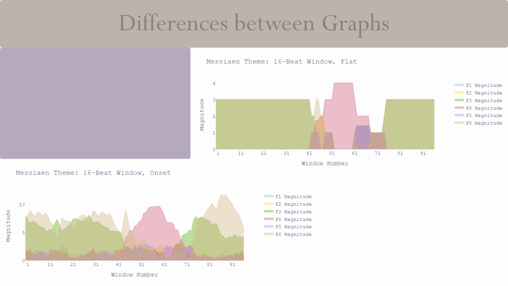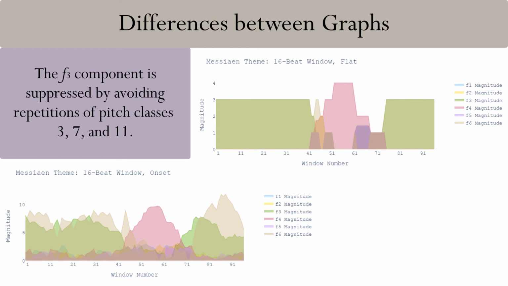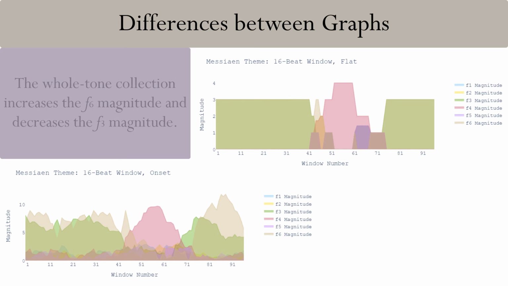The original graph I showed for the piece uses the onset valuation of pitch classes and has many more fluctuations than the flat set. The frequency of notes occurring on the musical surface caused the F6 component to emerge slightly more prominently in the A prime sections of the theme. In the C section, the F6 component is even more pronounced than the F3 component. The implication is that, while still adhering to his third mode of limited transposition, Messiaen actively suppresses the F3 component by generally avoiding repetition of notes from the augmented triad with the pitch classes 3, 7, and 11. Instead, he emphasizes the whole tone subset of mode 3, notes that reinforce each other on the F6 component while canceling each other out on the F3 component.